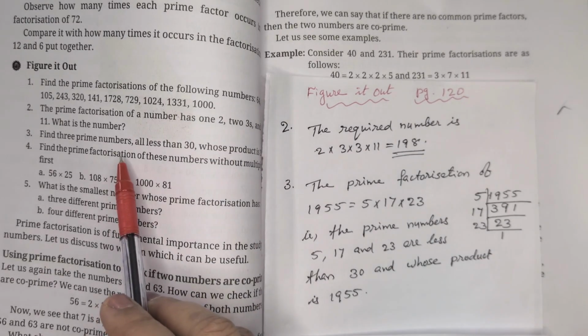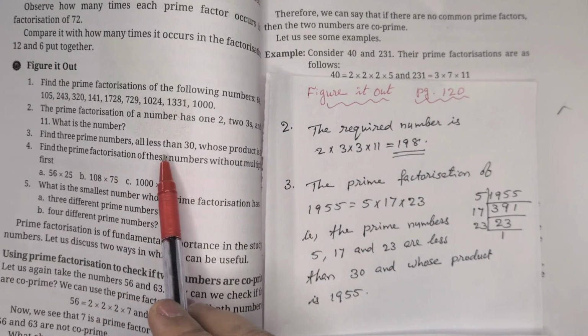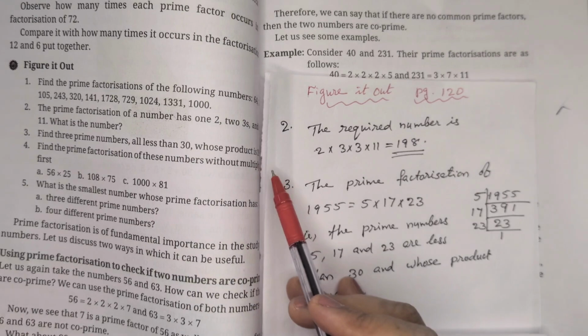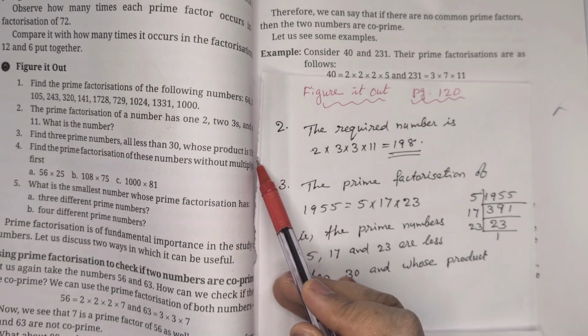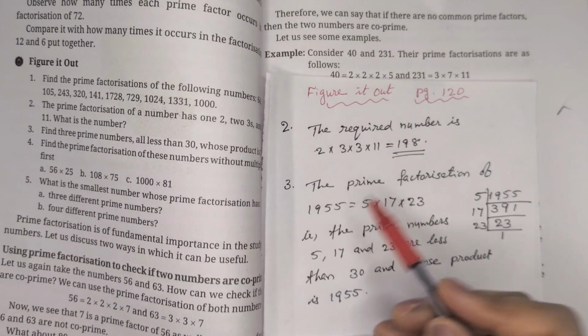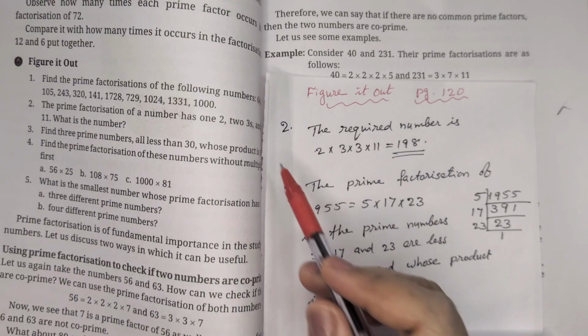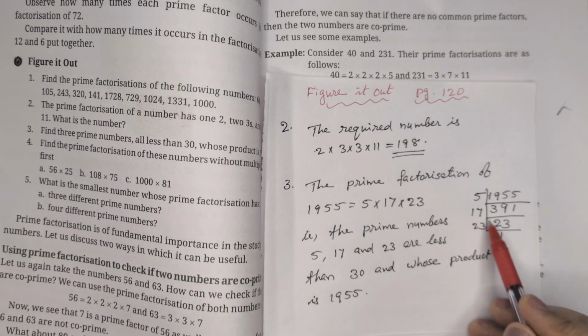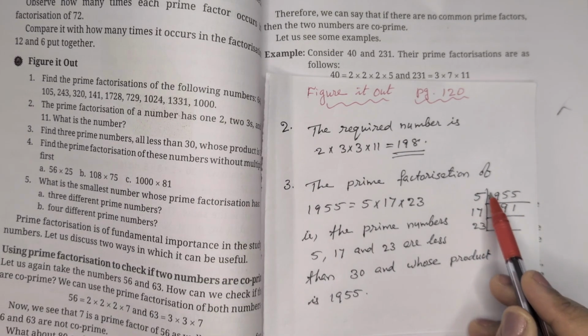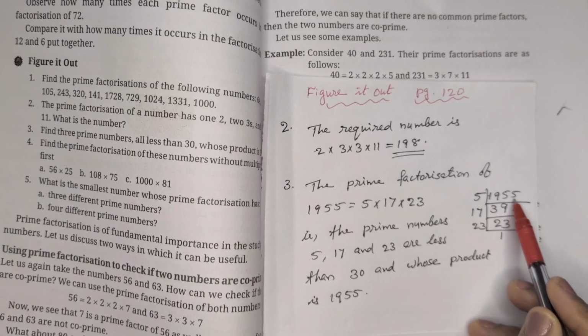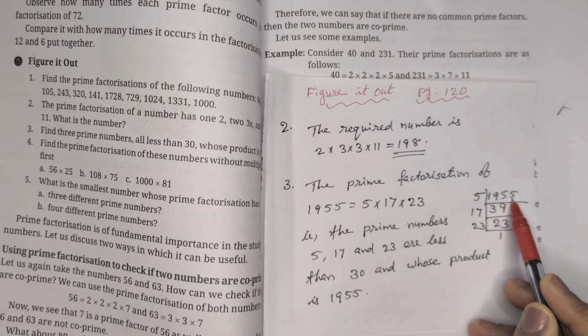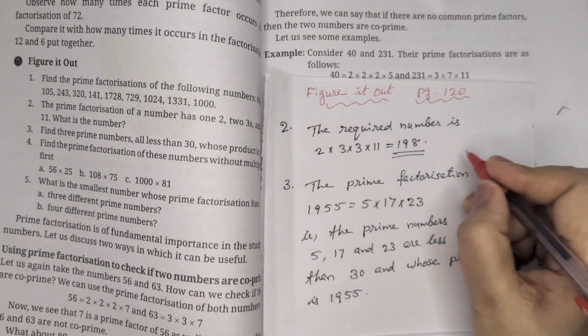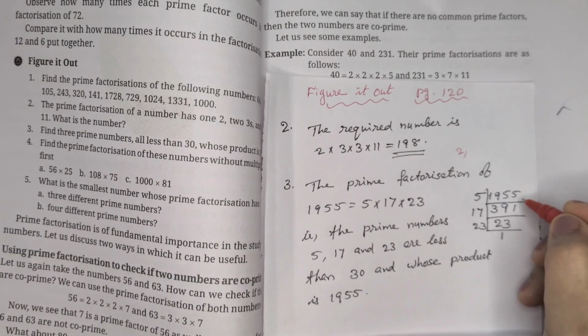Now the third question: find 3 prime numbers, all less than 30, whose product is 1955. To find the prime numbers of this product, we have to prime factorize it. This is an odd number, so we cannot divide by 2. We know that the first prime number is 2, so we check the number by 2. It's an odd number, so we cannot divide by 2.